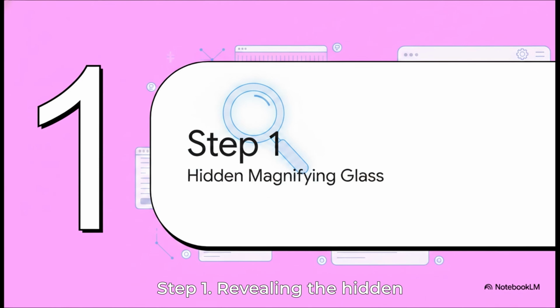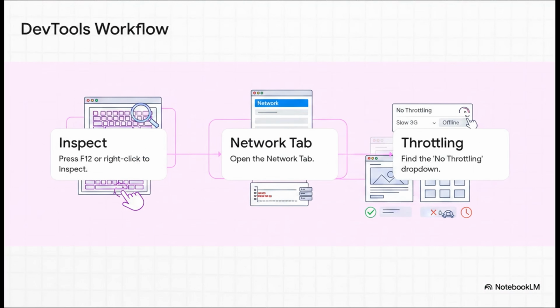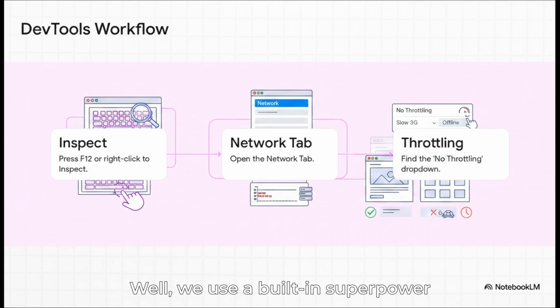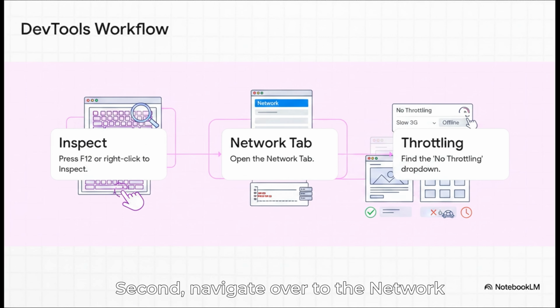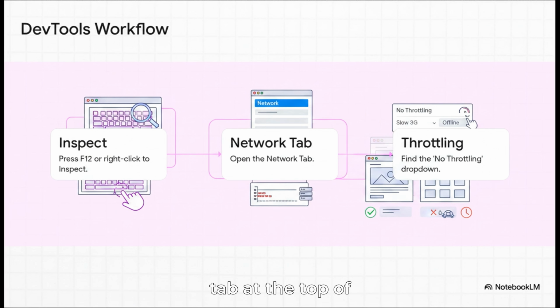Step 1. Revealing the hidden magnifying glass. So how do we actually bridge this massive gap without leaving our comfy desk chairs? Well, we use a built-in superpower you've probably had sitting right there in your browser all along, Chrome DevTools. The workflow for this is incredibly clean and simple. First, just press F12 on your keyboard, or right-click anywhere on the page and hit Inspect. Second, navigate over to the Network tab at the top of that DevTools panel. And third, look for the little drop-down menu that usually says No Throttling. Guys, this tiny drop-down is literally your gateway to simulating real-world user environments.